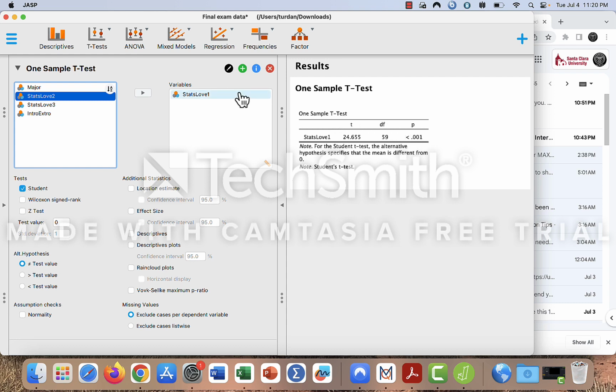But it's comparing the average love of statistics in this sample at time 1 against the test value, which it just puts in as 0. We don't want to test our sample mean against a test value of 0 because we don't think in the population, this is going to be the mean for the population, we don't think that it's going to be 0. So let's get an idea of what we think it might be. Now, keep in mind, we're just making this up. We don't know what the actual population mean will be.